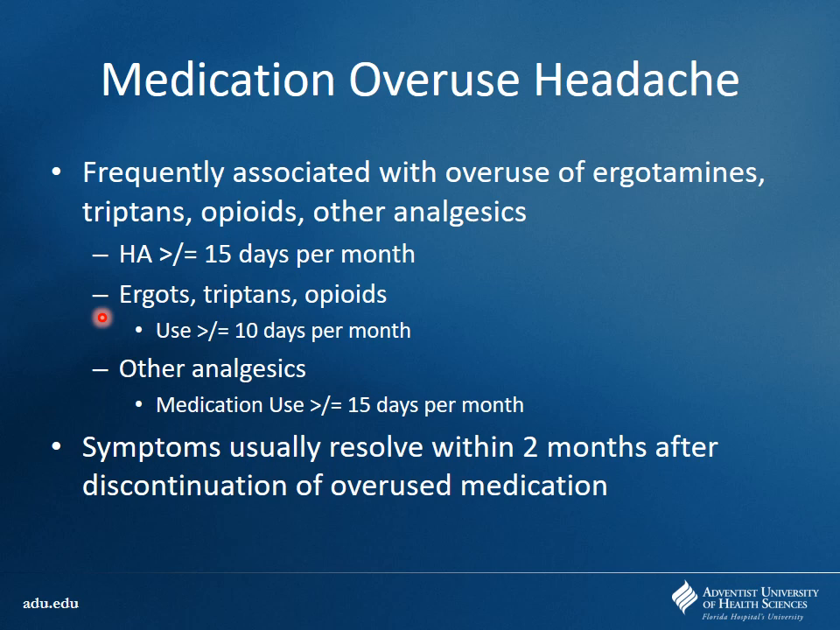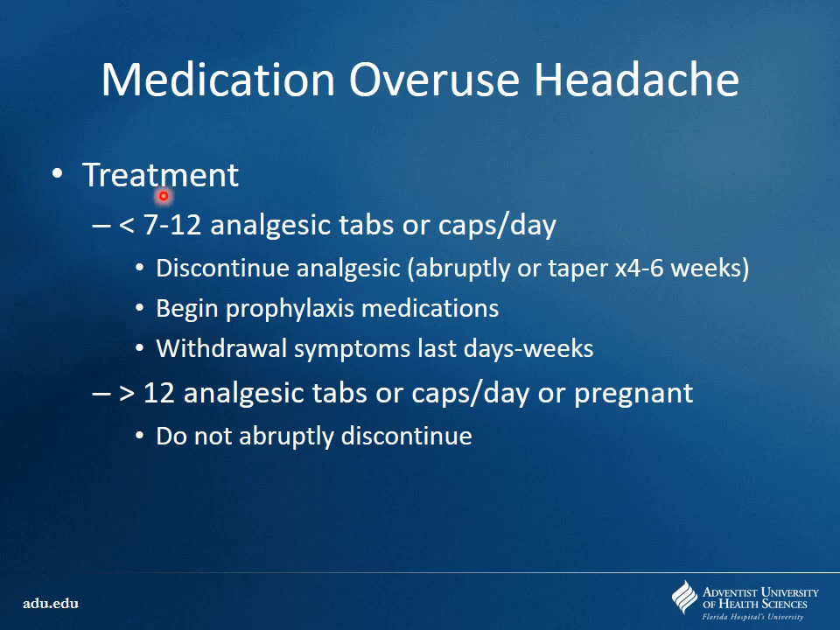The idea is to try to limit that and gently titrate them down as best you can. Usually what you're going to find is that 2 months after discontinuation, their symptoms actually improve. Again, it's not a very pleasant process, but it's something that usually needs to happen for a lot of these patients. Typically, if they're getting less than, say, 7 to 12 analgesic tabs or capsules per day, you can go ahead and discontinue the medications pretty abruptly, or you may want to taper over a period of time. It just depends on how they respond.